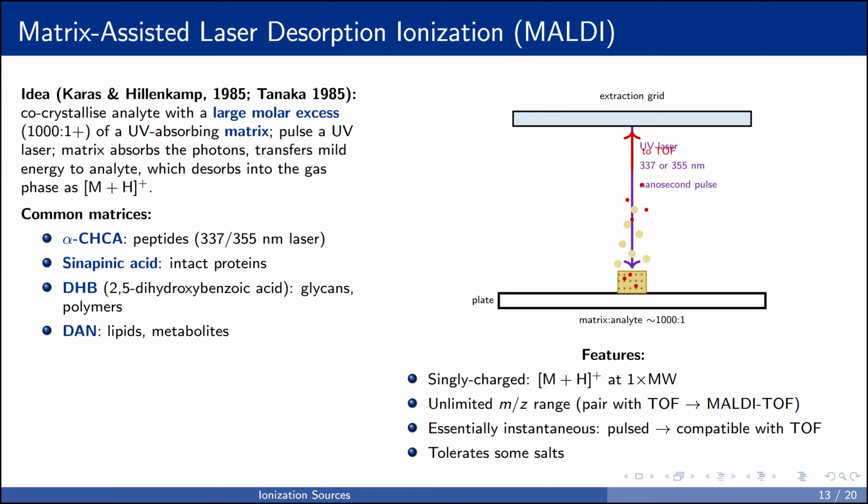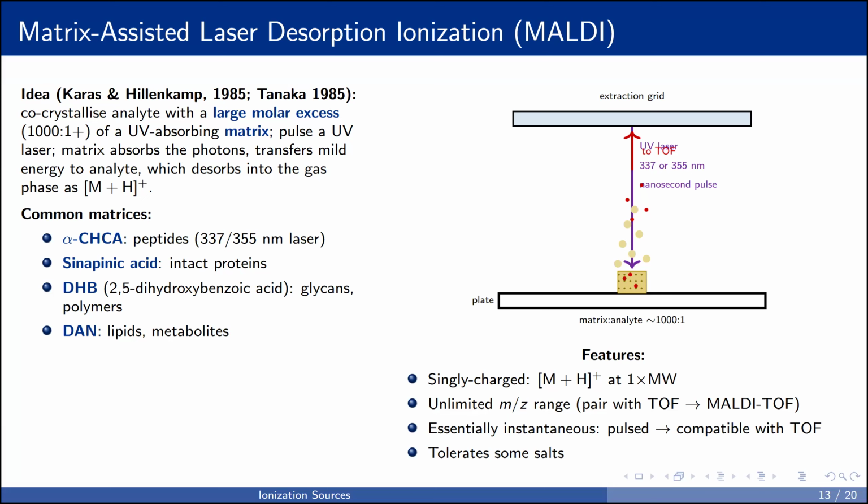Then you fire a UV laser pulse at the spot. The matrix is chosen so it absorbs strongly at the laser wavelength. Nitrogen laser at 337 nanometers was the classic choice. Solid-state neodymium YAG lasers at 355 are more common now. The matrix absorbs the photon, gets vibrationally hot, and a tiny volume of matrix crystal desorbs explosively into a plume of vapor. Analyte molecules embedded in that volume come along for the ride.